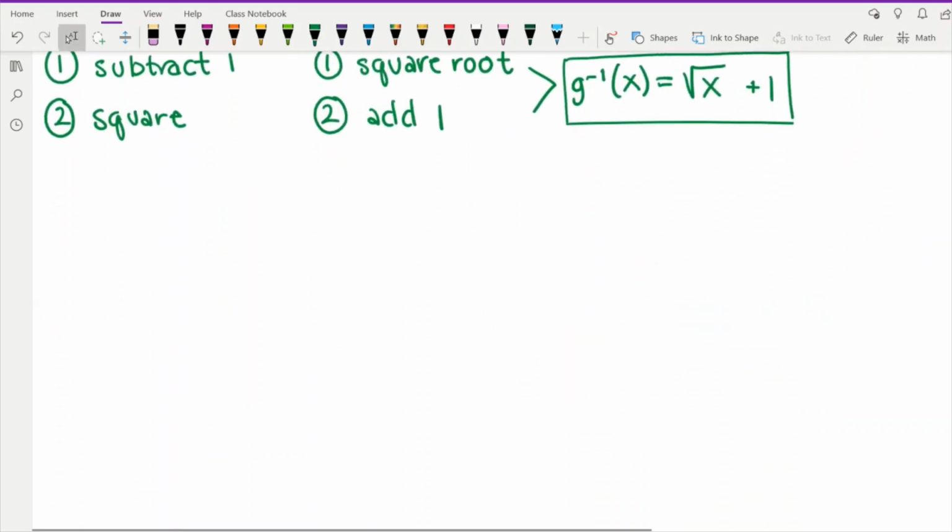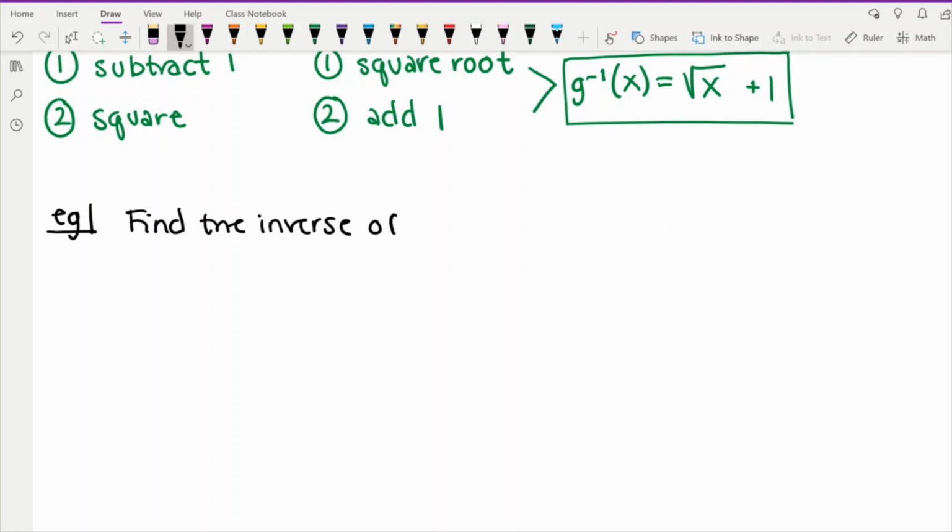Okay, couple more examples. And I would encourage you, now that you hopefully have kind of a taste of how this works, to try some yourself. So try pausing the video and trying these examples yourself. So in this one, I want to find the inverse of h of x is equal to 2x minus 3.